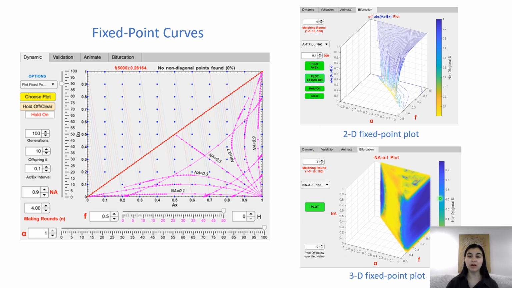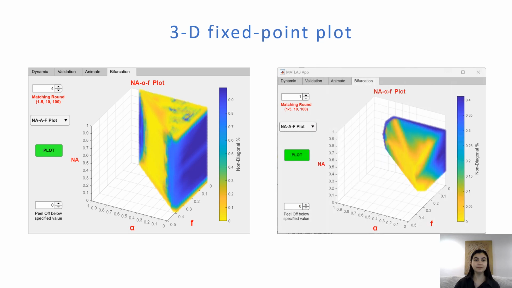We can also plot the fixed point curve based on the changes in different variables as seen in the three-dimensional plot here. This shows the regions where a fixed point is possible with the different values of alpha, F, and NA, and a different number of matching rounds. The different colors on the plot represent the percentage of convergence.